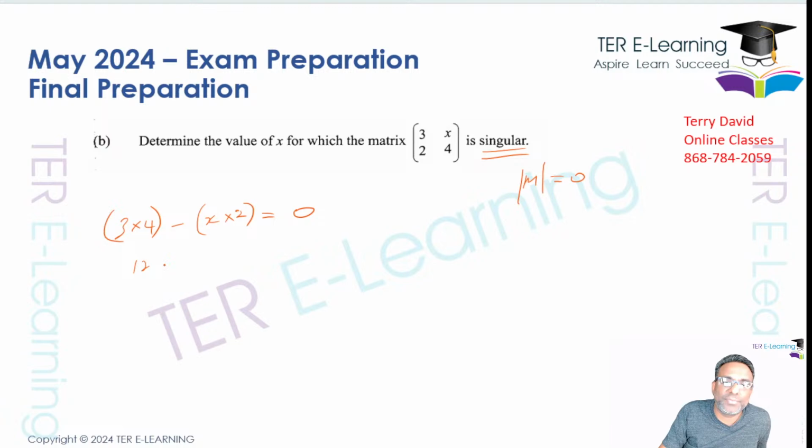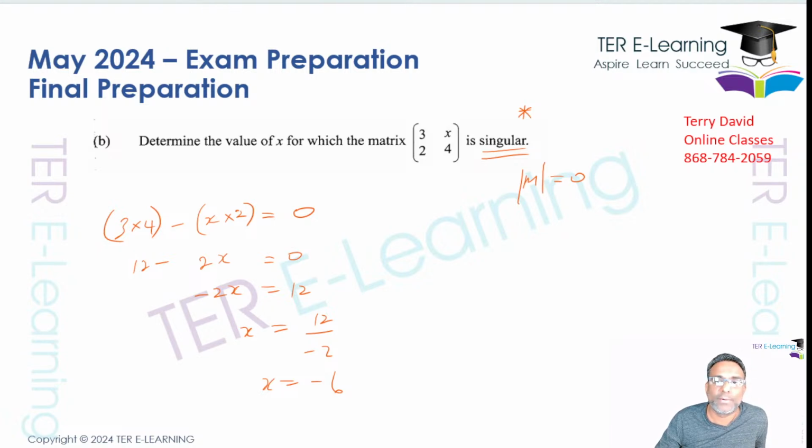So that's 12 minus 2x is equal to 0, minus 2x is equal to 12. So therefore x is equal to 12 over minus 2. So therefore x is equal to minus 6. So make sure you understand what a singular matrix is. It's where the determinant is equal to 0.